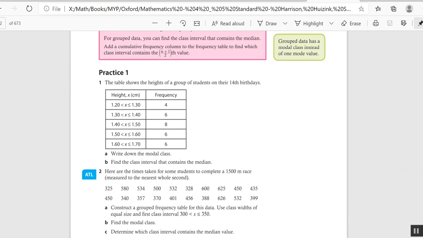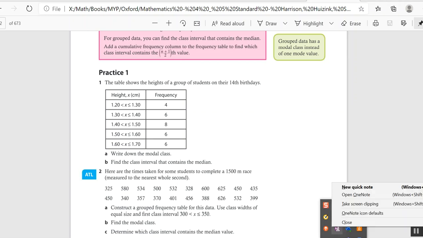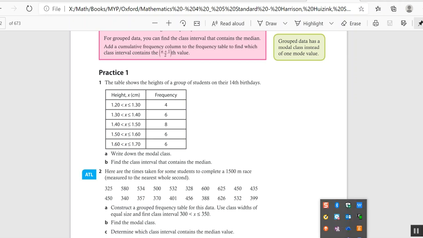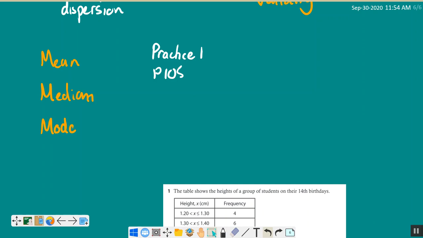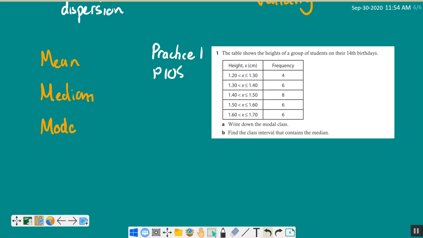So we're looking at this table, right? And we want to calculate the measures of central tendency from it. Let's talk about doing that. All right. So, what does it mean first? The table shows the heights of a group of students on their 14th birthday.